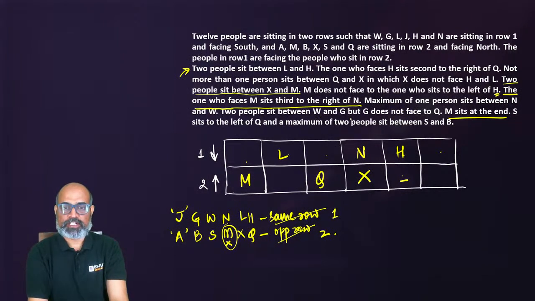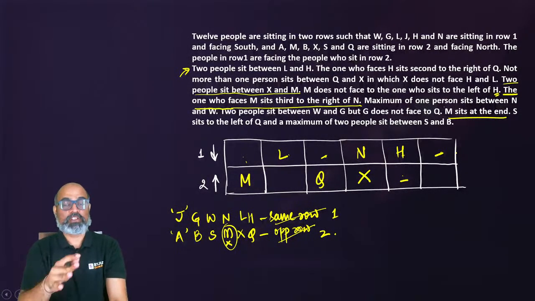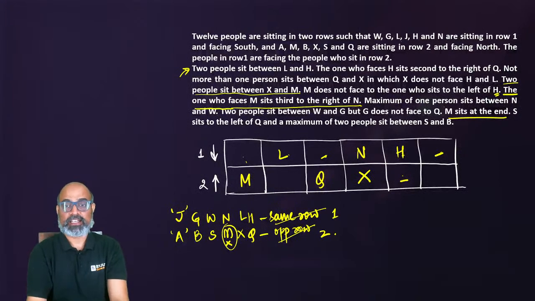Two people sit between W and G. Two people sit between W and G, but G does not face Q. So W and G are from the first row, right? So we can't place W over here because you don't have two positions. So these are the only two positions left where I can place W and G or G and W. But is it WG or is it going to be GW? For that, they have told us that G does not face Q. So this has to be W and this one has to be G. So out of all the letters, we are done with L, H, W and G. So we are left with J over here, right?